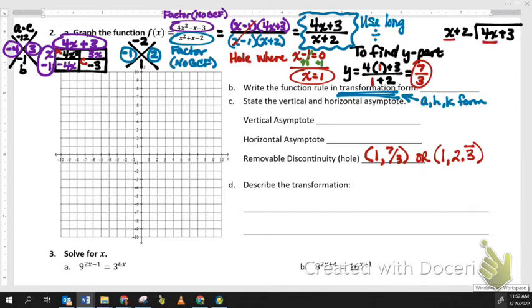How many whole times? What did you say? 4. I'm going to take that 4 and distribute it to both pieces here. 4 times x gives me 4x. 4 times 2 is 8.